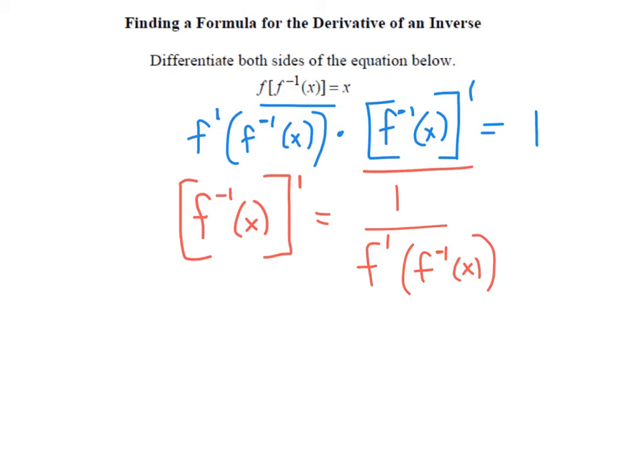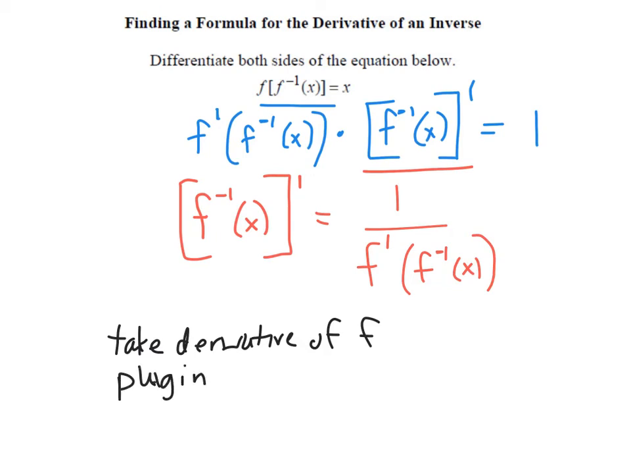Okay, and that is the formula. So when you talk about this, what we know is that this is 1 over the derivative of the function. So in order to find this, we can take the derivative of f, and then plug in f inverse of x, and then take the reciprocal.